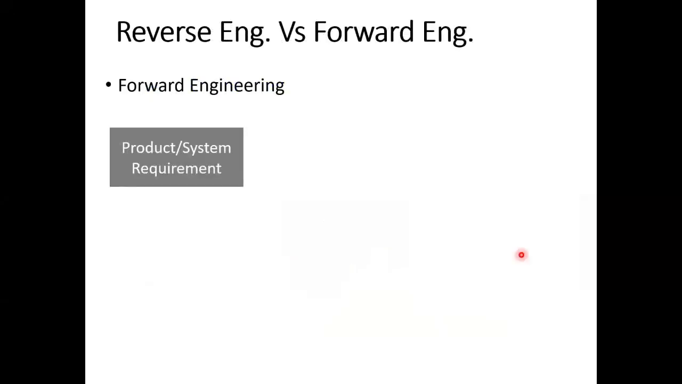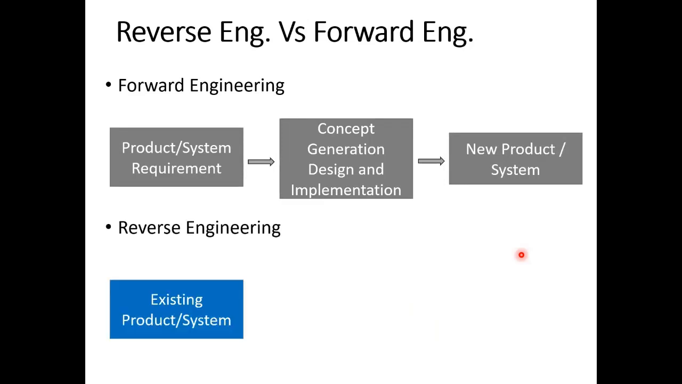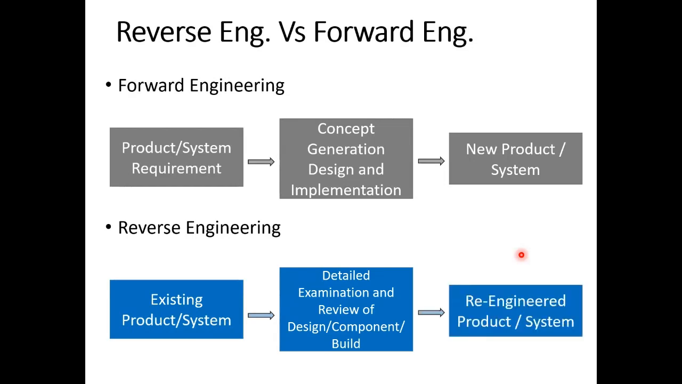So in forward engineering, the usual engineering that we know, there is a requirement for a product, and then you develop a concept, and then you design it, and then you make the product. So that is how new products are formed. On the other hand, in reverse engineering, you start from an existing product and take the parts of the product out and examine the various parts and how they work, and then you redesign and improve the product and introduce a re-engineered, better product.